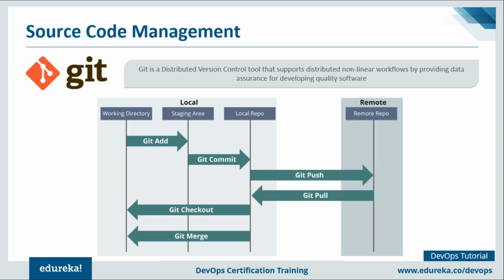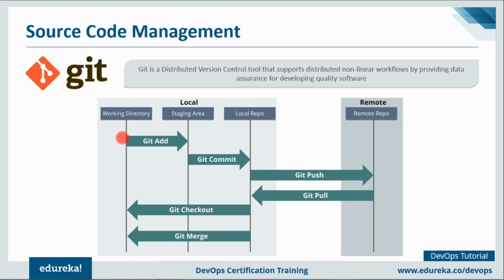Git is a distributed version control tool that supports distributed nonlinear workflows by providing data assurance for developing quality software, right? It's a pretty tough definition to follow, but it'll be easier to understand with the diagram in front of your screen. For example, I am a developer and this is my working directory. Now I want to make some changes to my local repository, because it is a distributed version control system, I have my local repository as well.